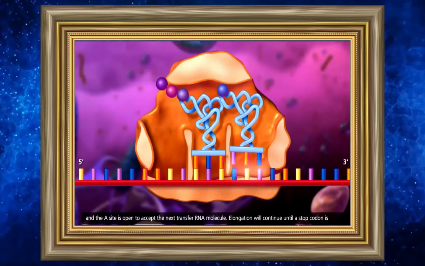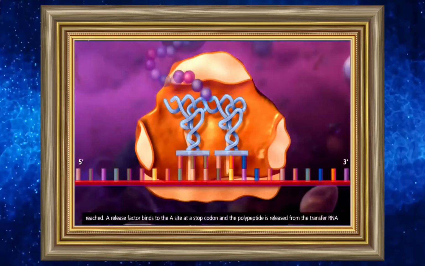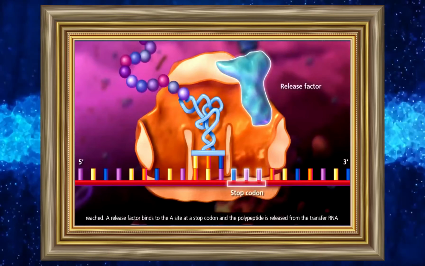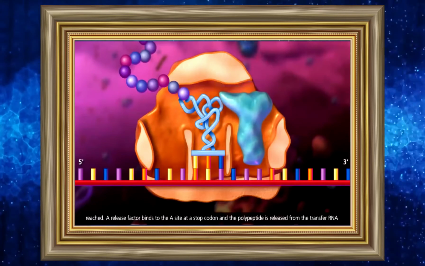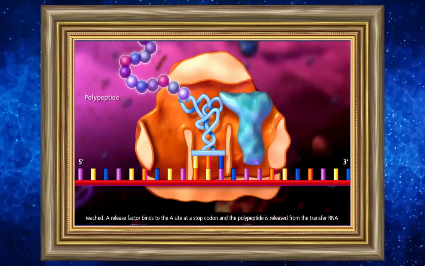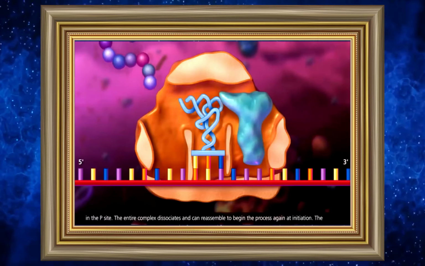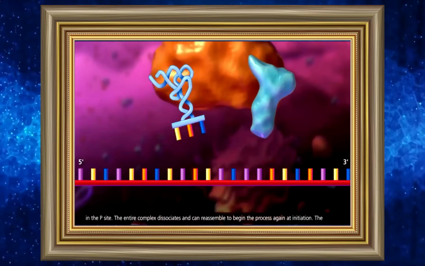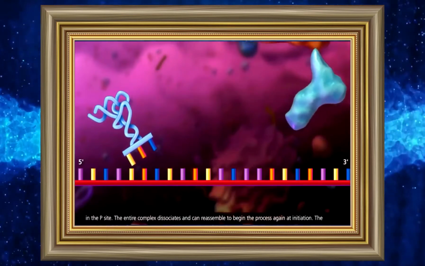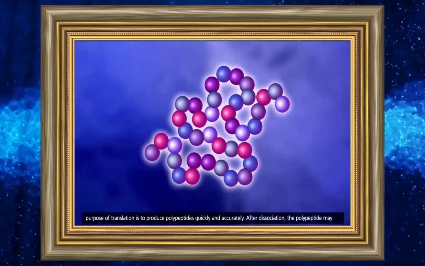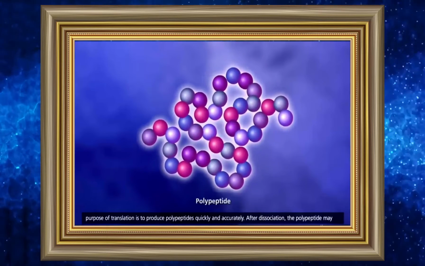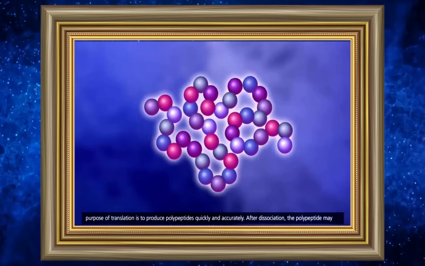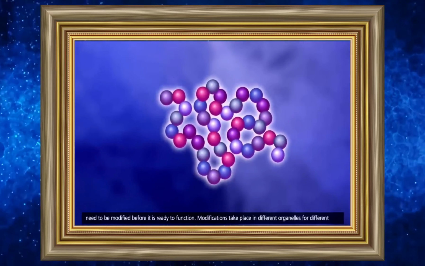Elongation will continue until a stop codon is reached. A release factor binds to the A site at a stop codon, and the polypeptide is released from the transfer RNA in the P site. The entire complex dissociates and can reassemble to begin the process again at initiation. The purpose of translation is to produce polypeptides quickly and accurately. After dissociation, the polypeptide may need to be modified before it is ready to function.